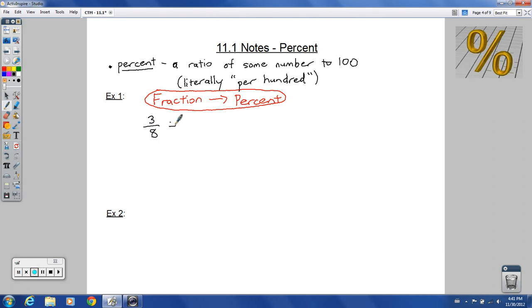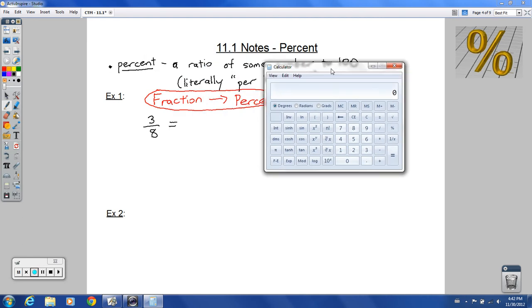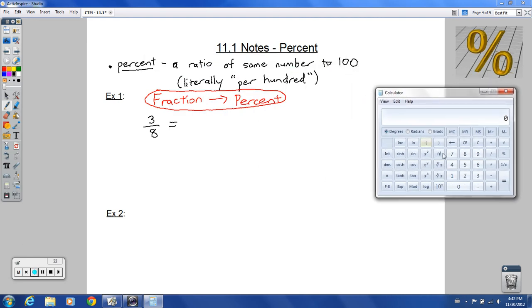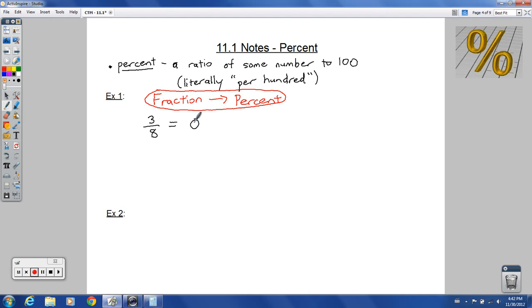To change that to a decimal, if you didn't know what that was off the top of your head, which I would expect not too many of you would, you would either do long division or take out a calculator. For us, we can use calculators most of the time in this class. We're going to use a calculator to figure this out. 0.375 is that as a decimal. That's not a percent. So how do I change this to a percent?